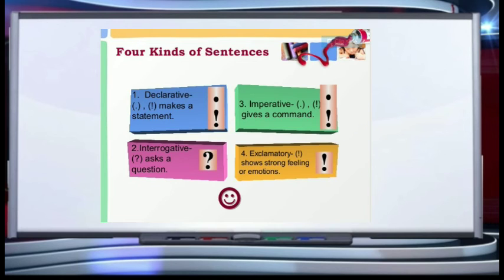So, students, once again, to revise, four kinds of sentences: declarative, that makes a statement; the interrogative asks a question ending with a question mark, the sign of interrogation; imperative again ends with a full stop or a sign of exclamation; and of course, exclamatory sentences that show strong feeling of emotions end with the sign of exclamation.